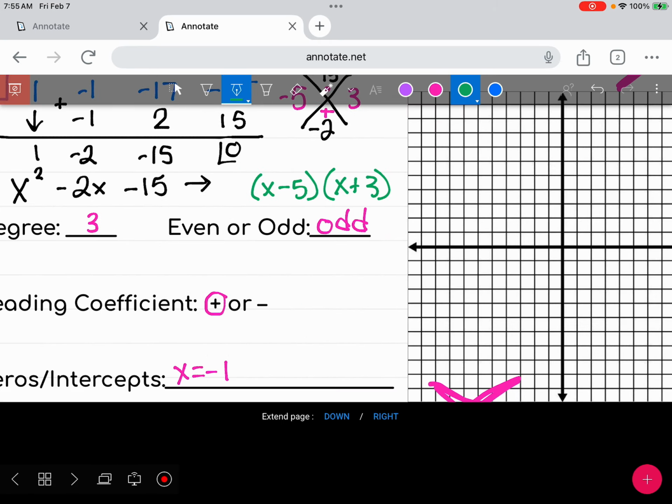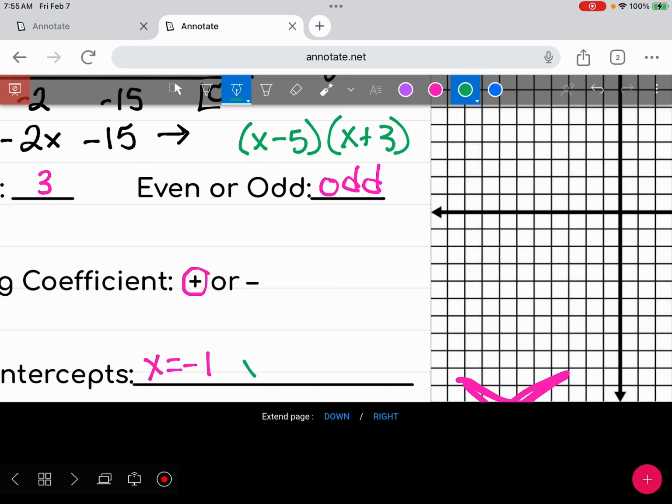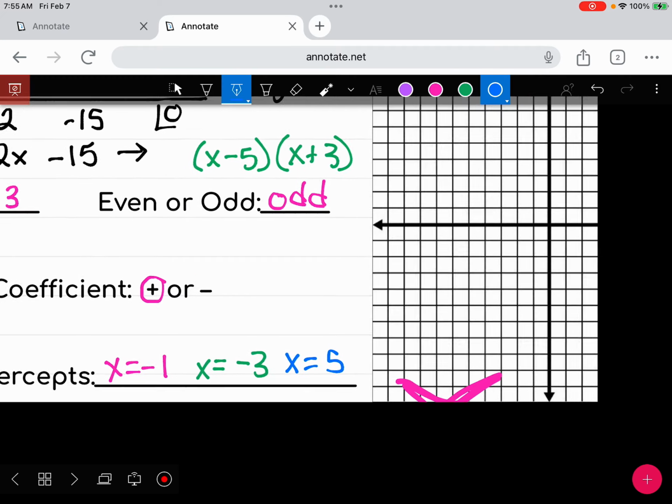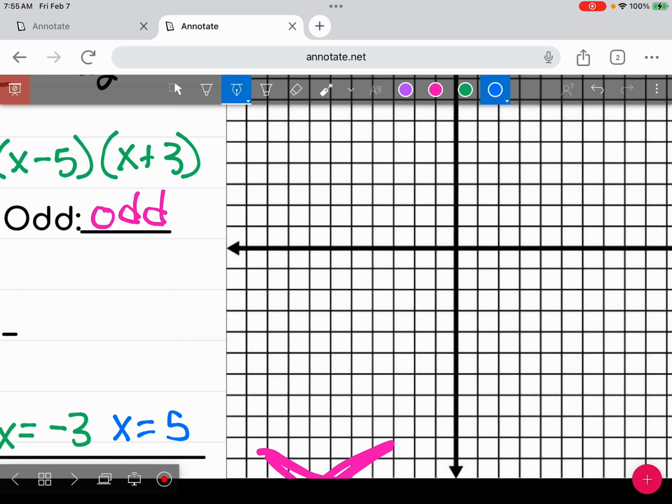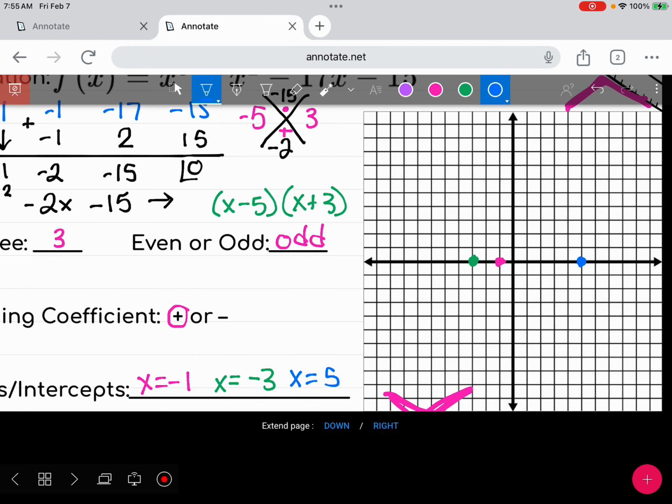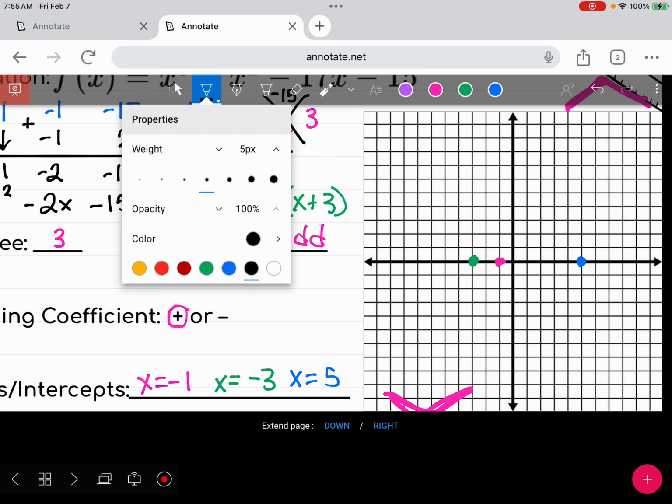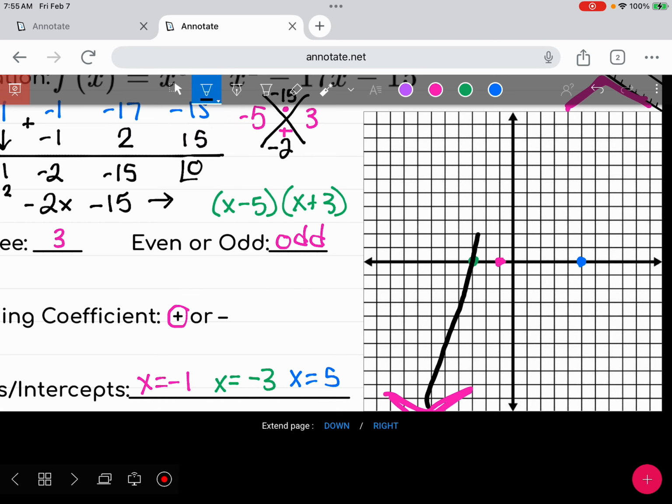So what are my other two roots that we have? -3 and +5. So we can get our roots here with our -3, our -1, and our +5. 1, 2, 3, 4, 5. So we're going to connect this up. I'm going to go from one arrow up through a root, down through a root, up through a root.